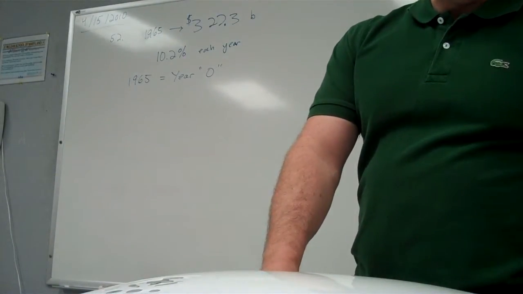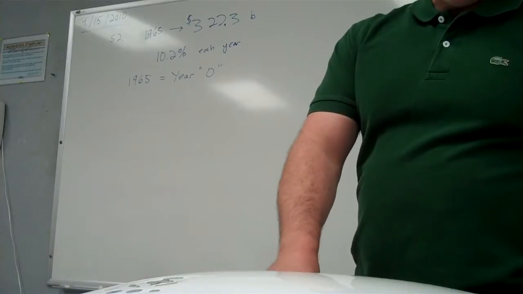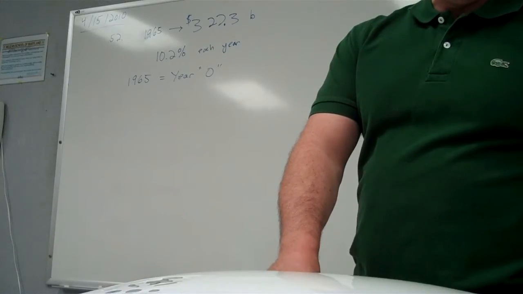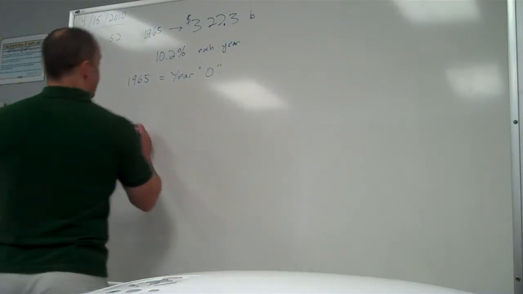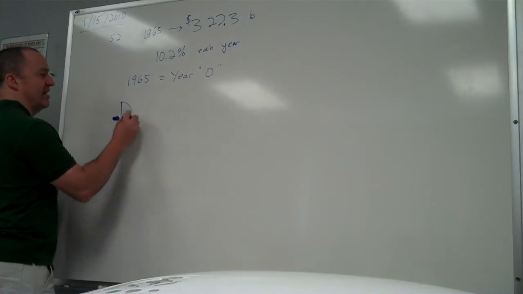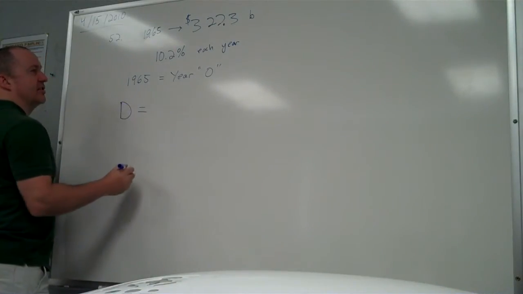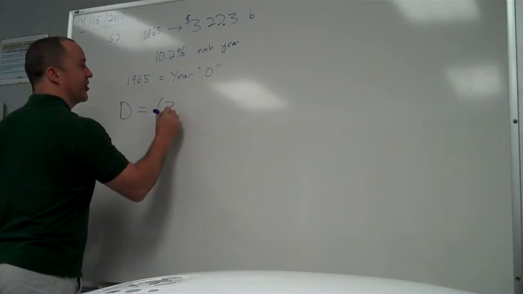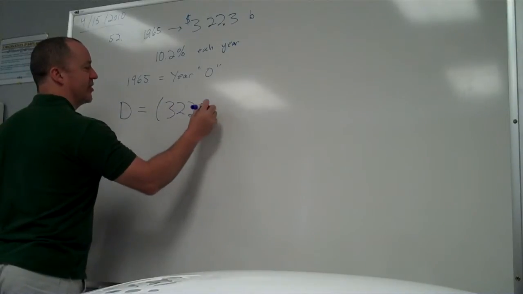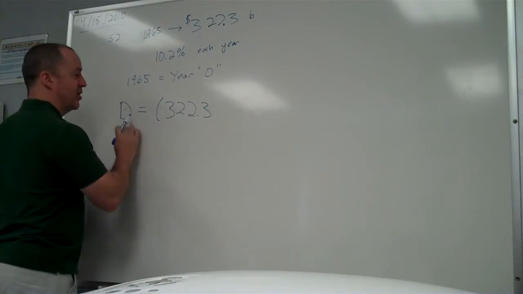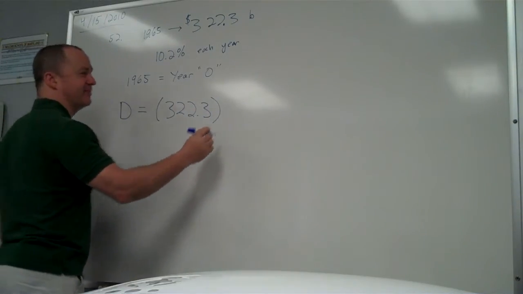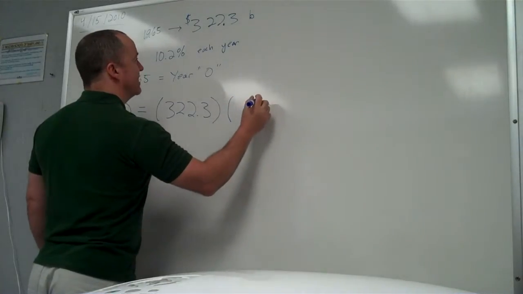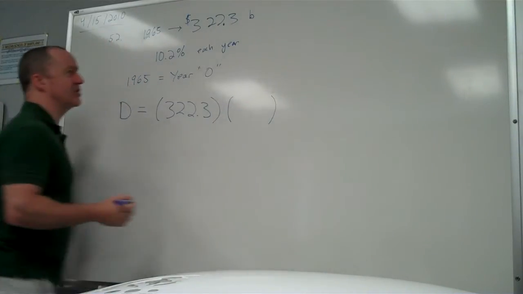Now, number 52 says write a model giving the amount D in billions of dollars of debt T years after 1965. Let's start with that one. D, our debt level, is going to start with the 322.3 billion. Since I know this is in billions, I don't have to write out all the zeros. And this is going to get 10.2% bigger every year.